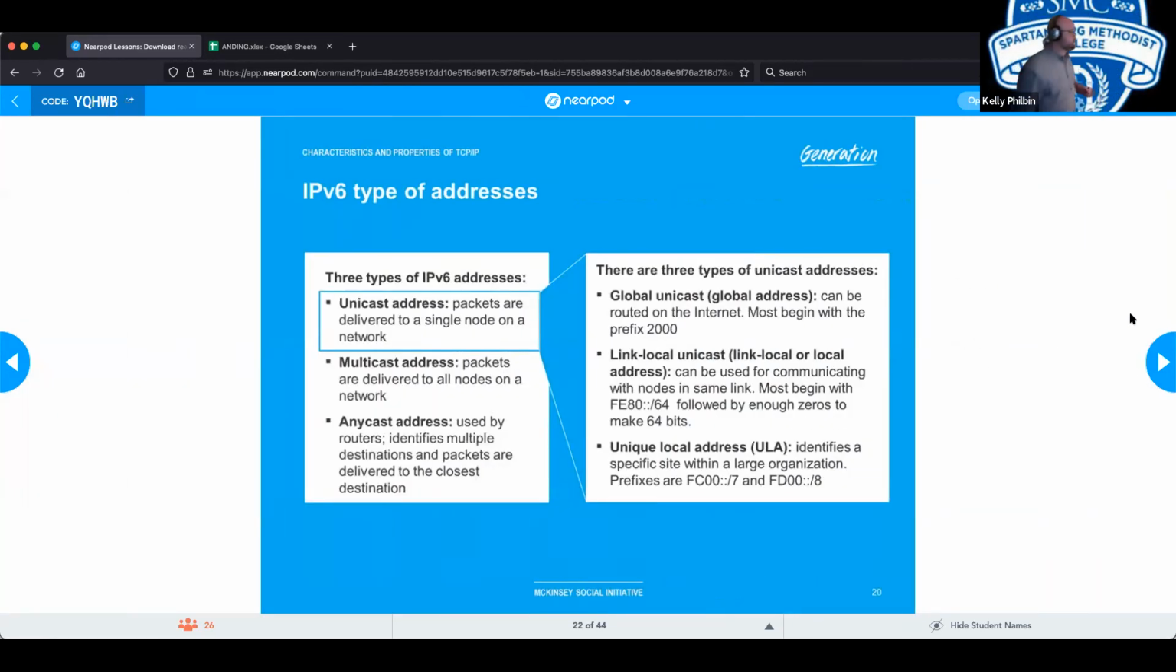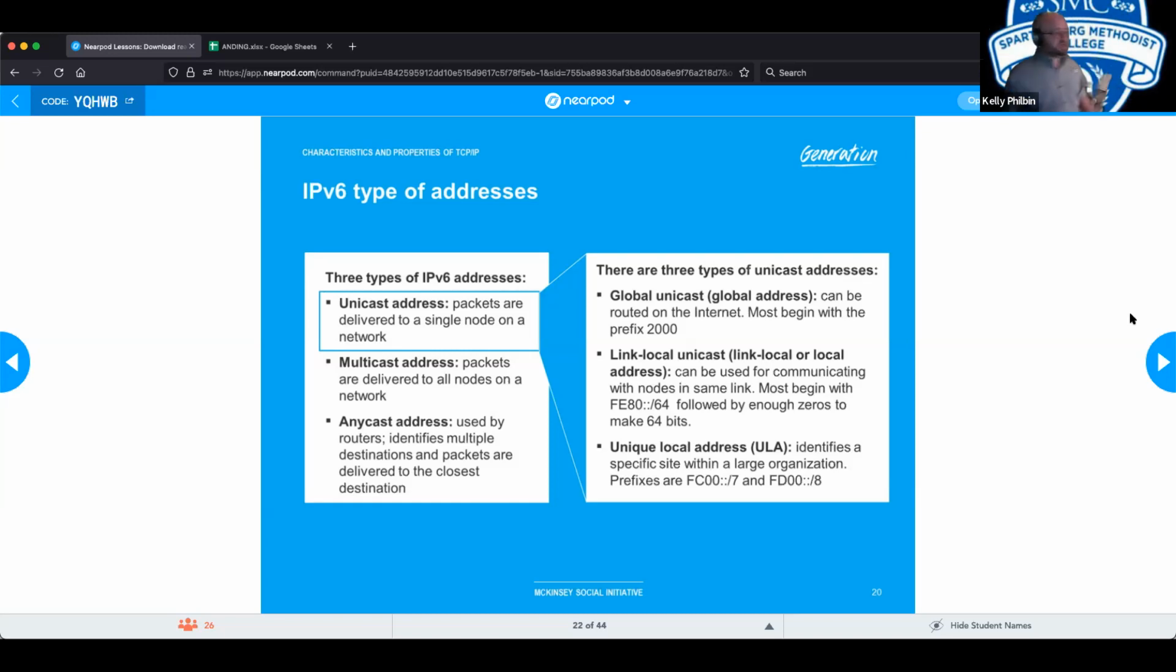All right. IP version 6 types of addresses. You have your unicast, which is not much different than the unicast with IP version 4, where it is delivered one-to-one, so like me to Mark. But they have 3 different breakdowns of it.